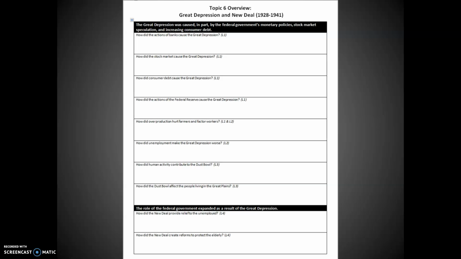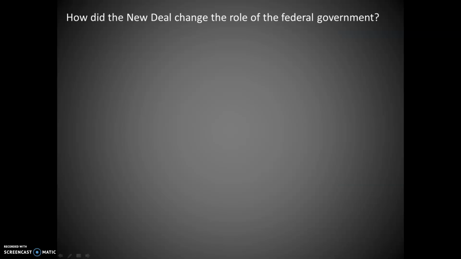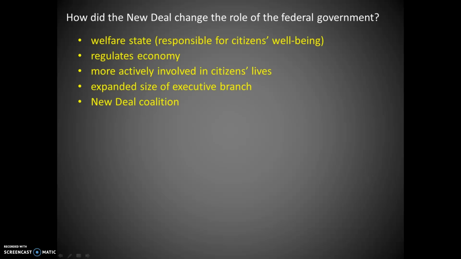Returning to the topic 6 overview for the very last question, how does the New Deal change the role of the federal government? This one's going to be important with your extended response questions. Various aspects of that, the creation of the welfare state, the idea that the government is responsible for citizens' well-being. It regulates, the government now is kind of seen as being responsible for regulating the economy. It is much more active in citizens' lives than it used to be. Primarily, we had been interacting with state and local government much more than federal government prior to the 1930s.